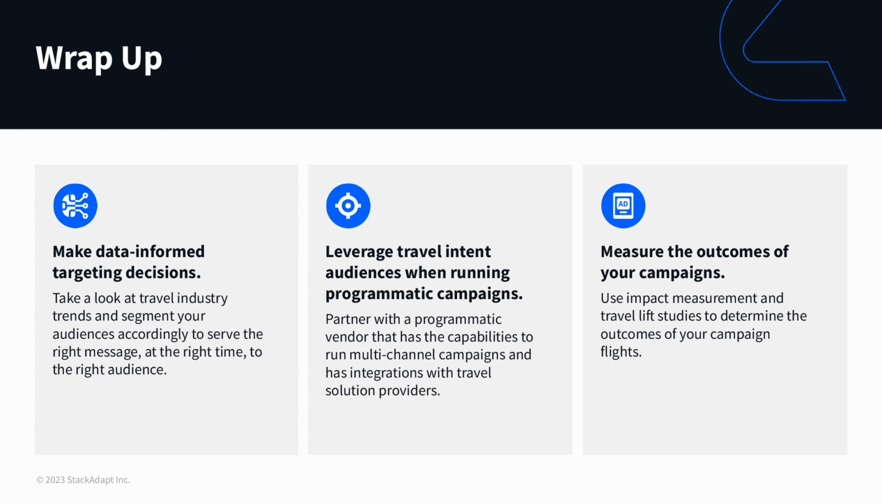After that, we looked at leveraging travel intent. So basically looking at different audience types that would allow you to run your programmatic campaigns. The goal of these was to create multi-channel campaigns that had a series of different data points and different influences to test different audiences, again, to keep backing up that idea of reaching the right audience at the right time with the right message. This included things like the type of traveler that they are, the budgets that they have, their historical purchasing, and then also their online footprint in terms of context and research. And then lastly, we covered how you can measure the outcomes of your campaign through impact measurements, travel lift studies to determine the outcome of your campaign flights.